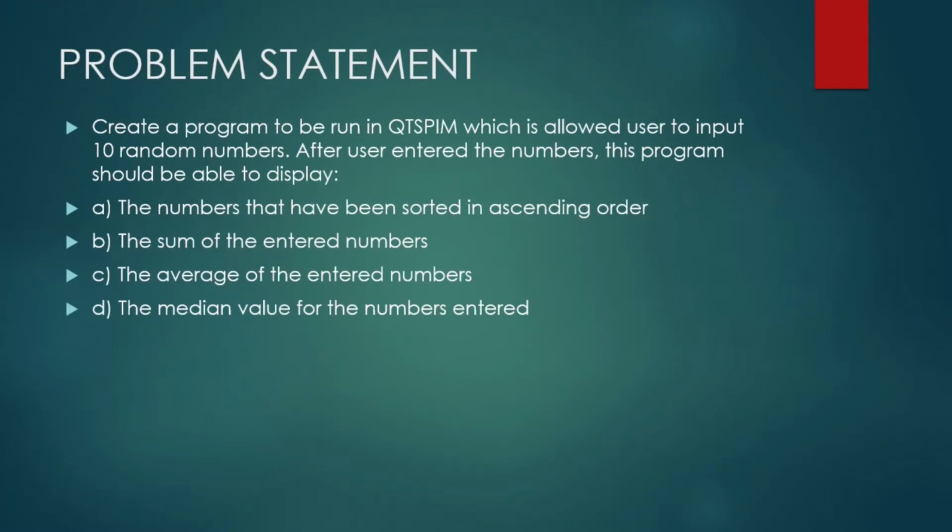In this video, we create a program to be run in QtSpim which allows the user to input 10 random numbers. This program should be able to display, first, the numbers sorted in ascending order. Second, the sum of the entered numbers. Third, the average of the entered numbers. And last, we have to calculate the median value of the numbers entered.